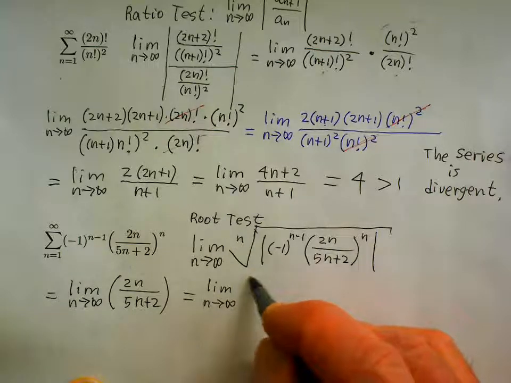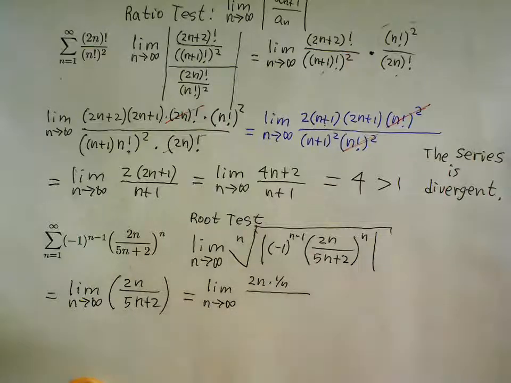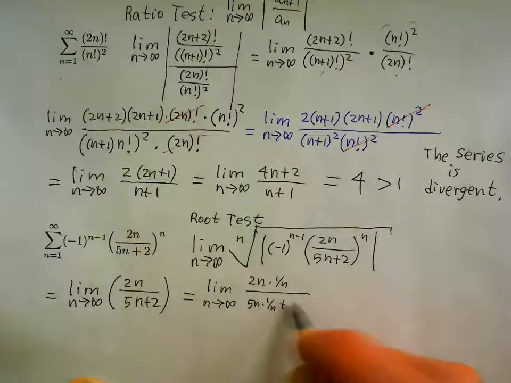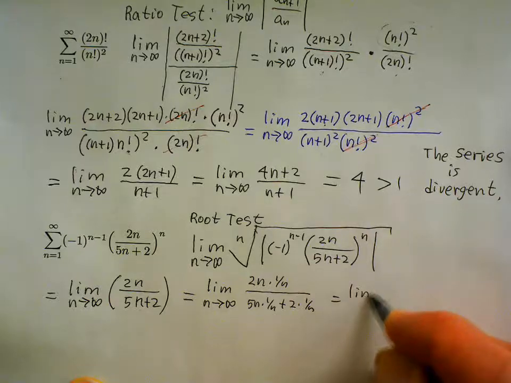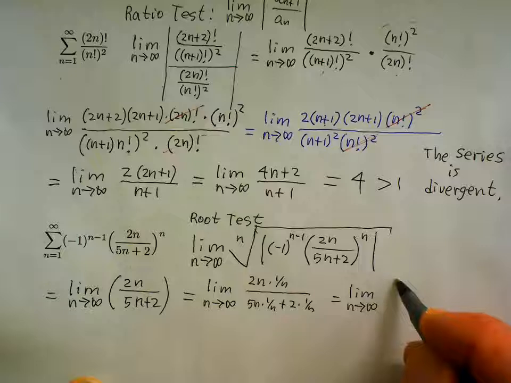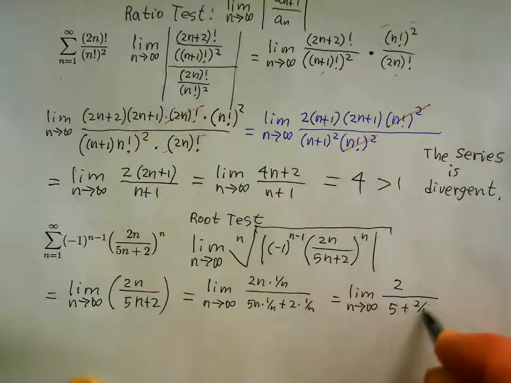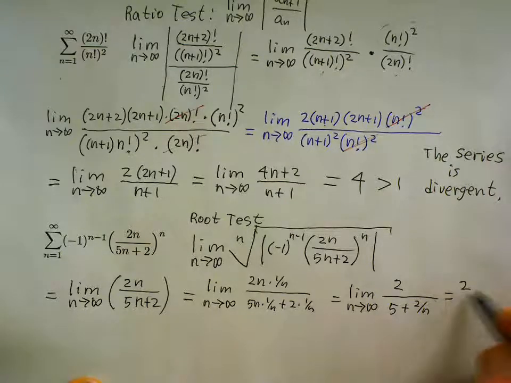I'll go ahead and write it. So 2n times 1 over n in the numerator. And in the denominator, multiply each term by 1 over n. So in the numerator, 2n times 1 over n is 2. In the denominator, 5n times 1 over n is 5. And then plus 2 over n. And as n approaches infinity, 2 over n goes to 0. And so the limit is 2/5.